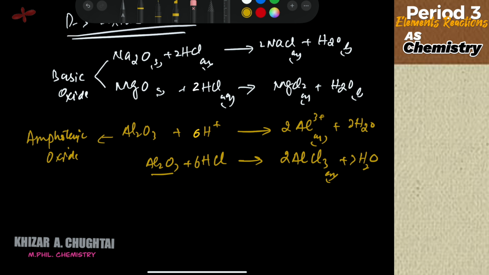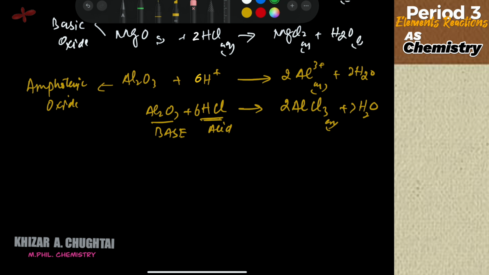So in this case, it is going to act as a base, and this one is going to act as an acid. Now, the next reaction of Al2O3 is when it is supposed to react with an alkali. So what is the reaction of Al2O3 with an alkali? Let's see over here.